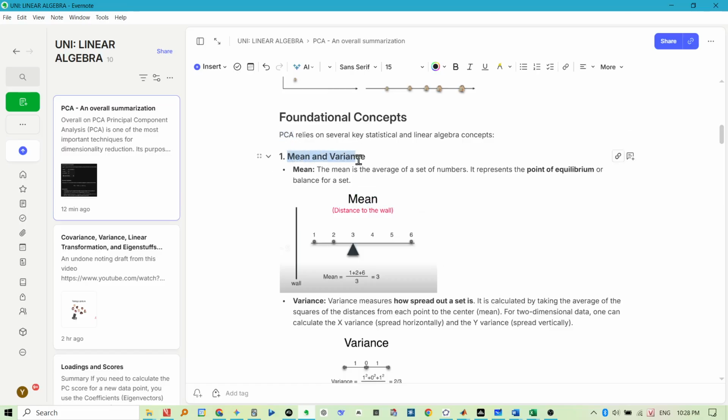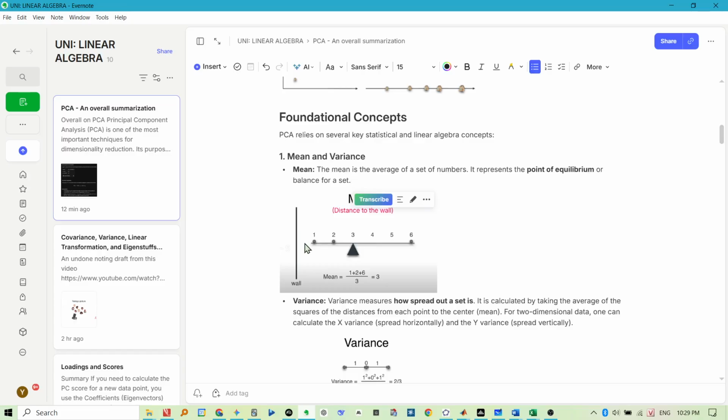The first thing we'll go into is mean and variance. Mean is the average of a set of numbers. It represents the point of equilibrium on a balance for a set. So here I have an example. You can see that we are trying to balance weights on a stick like this.